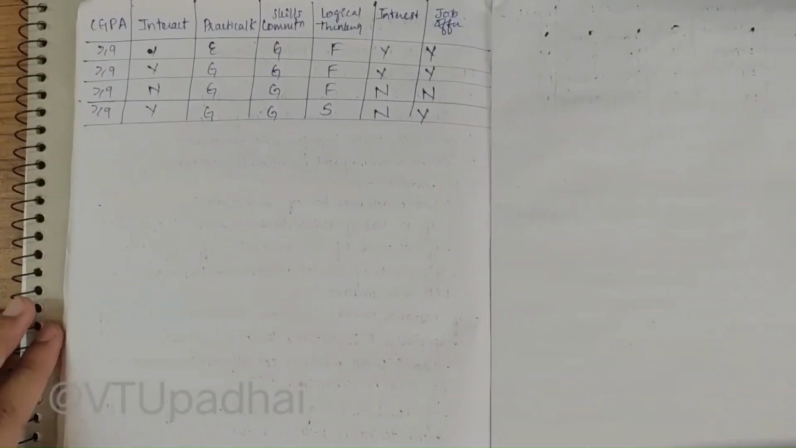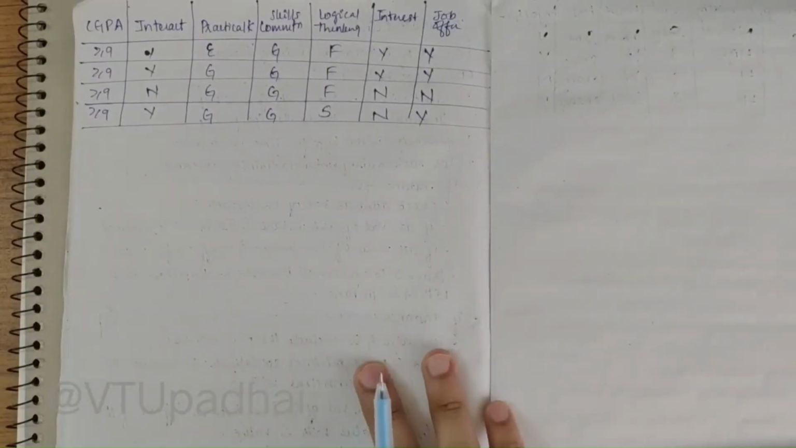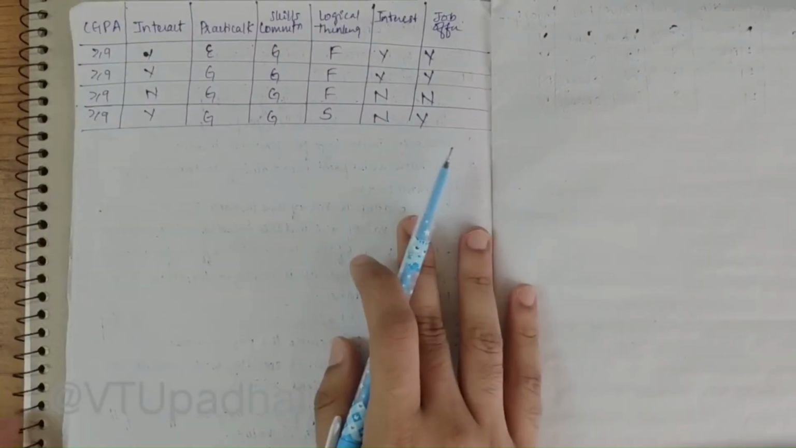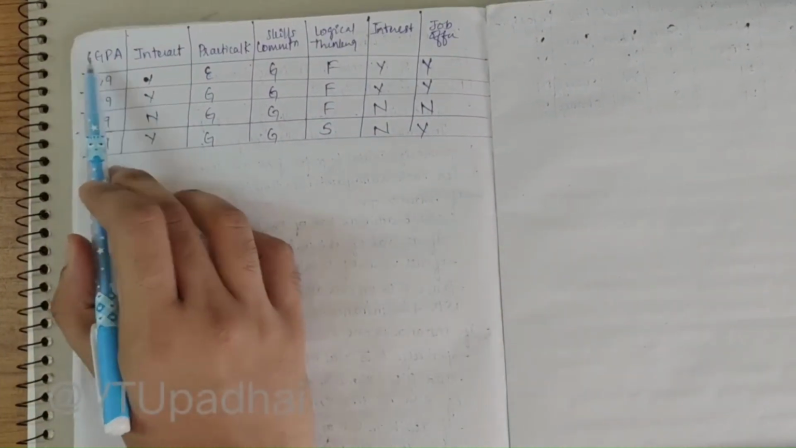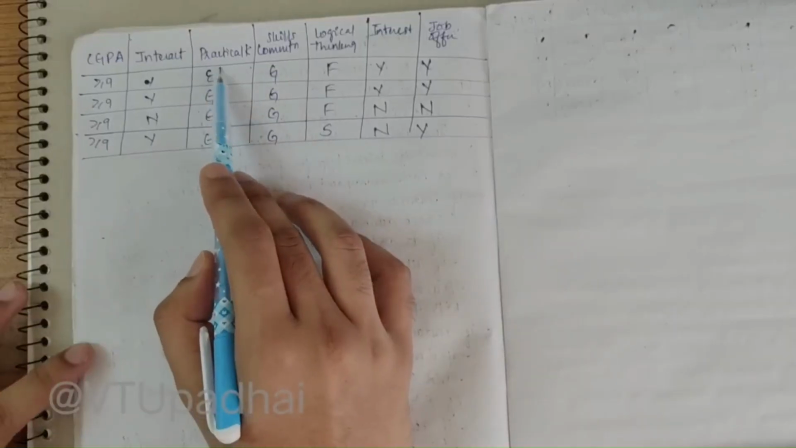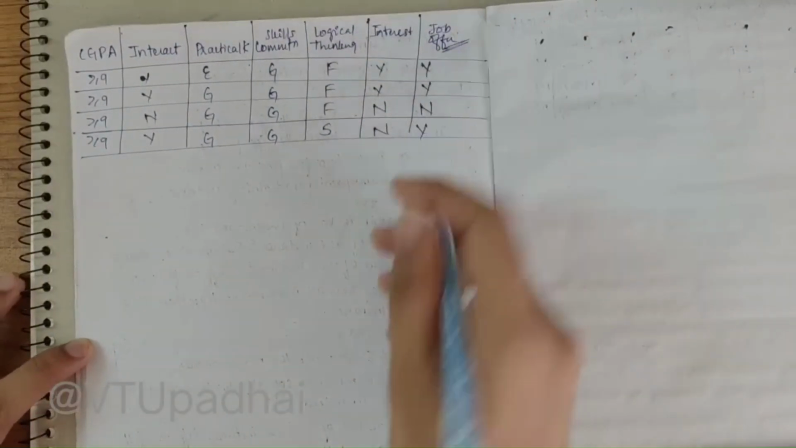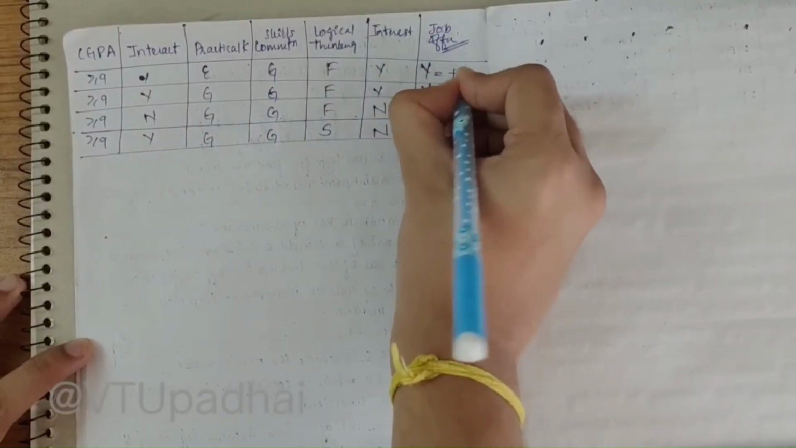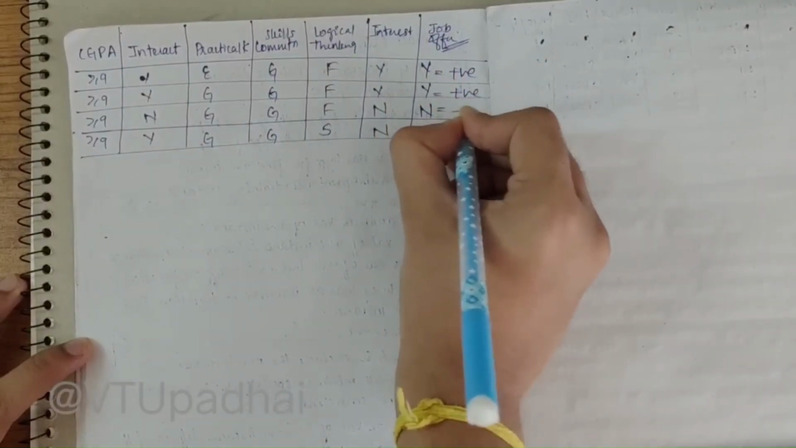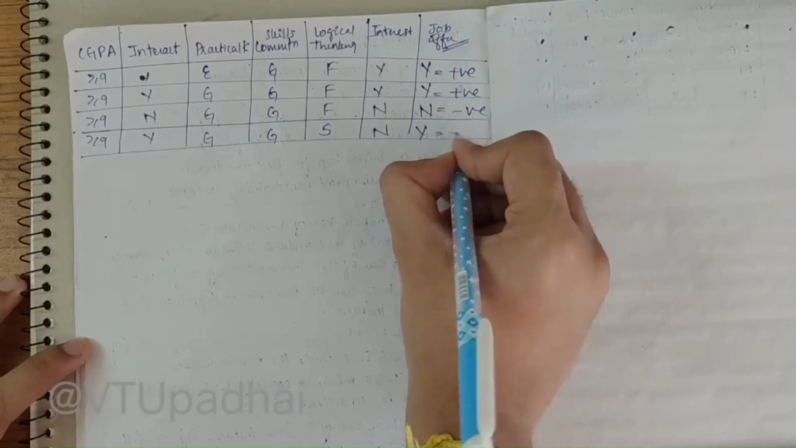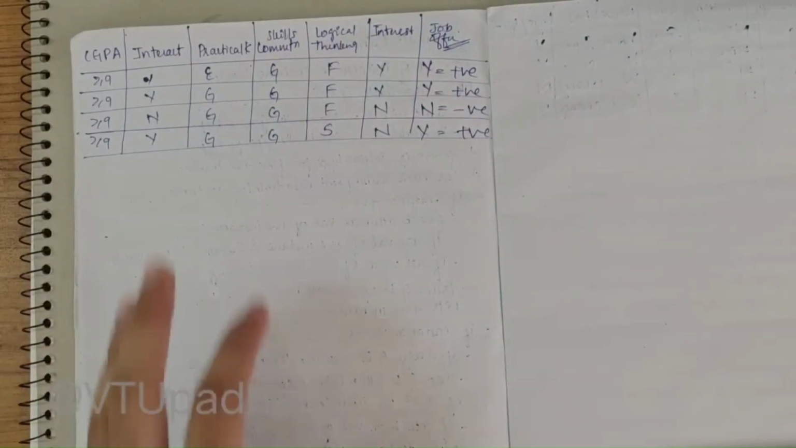So we'll look into solving the problems now. The first one we have here is the training data set, which comprises attributes like CGPA, interactiveness, practical knowledge, skills, communication, logical thinking, interest, and job offer. Job offer is the final output. This is a positive instance here. This is also a positive instance. This is a negative instance. And here we have a positive instance. So we need to solve this.